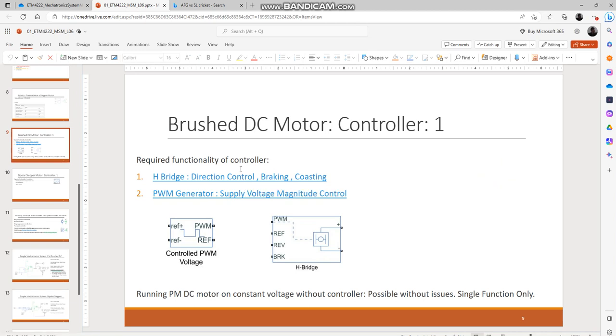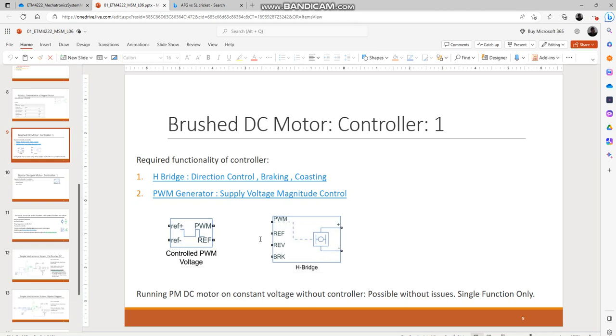So for brushed DC motors, people typically use H bridges and PWM generators, and you would need these to control the direction the motor is operating in and control the speed of the motor. And then you can use active braking or coasting or freewheeling.